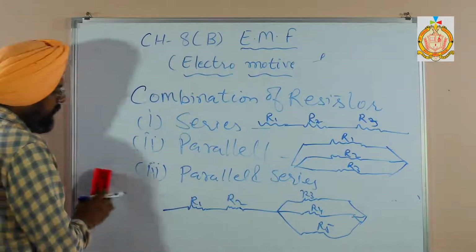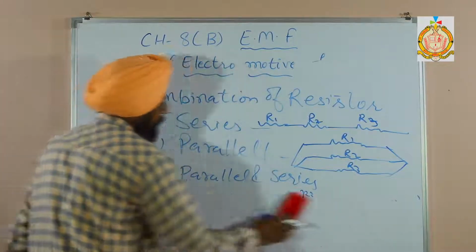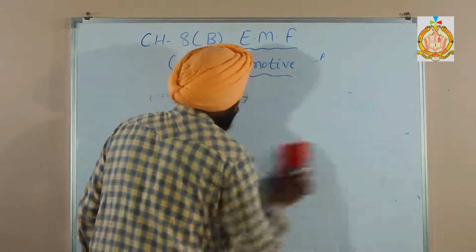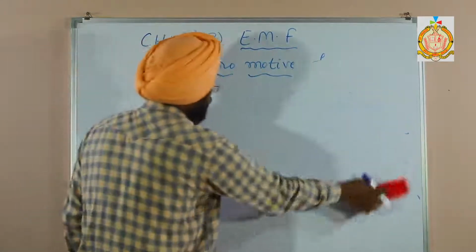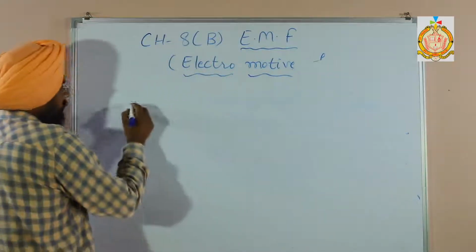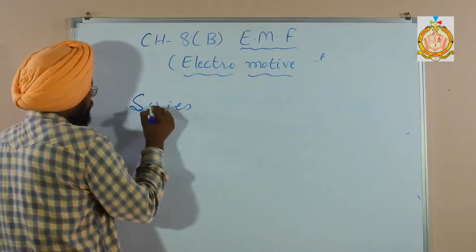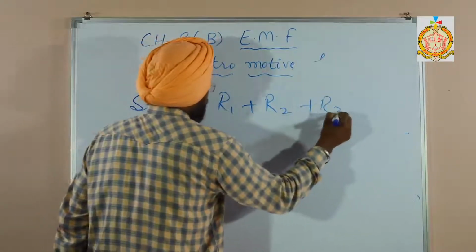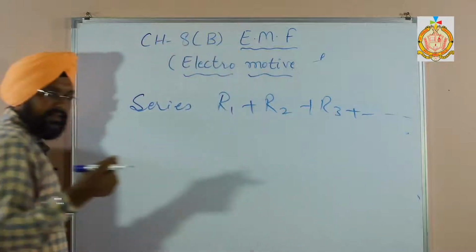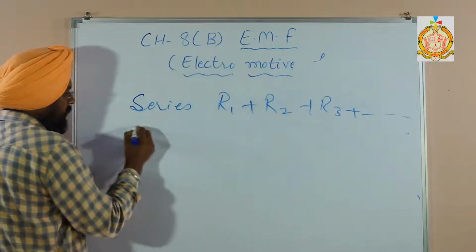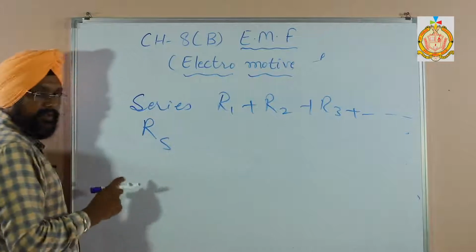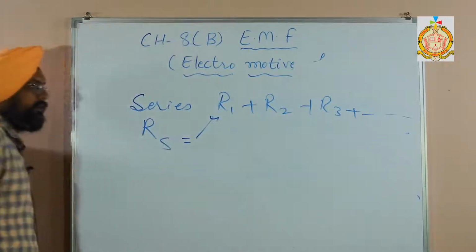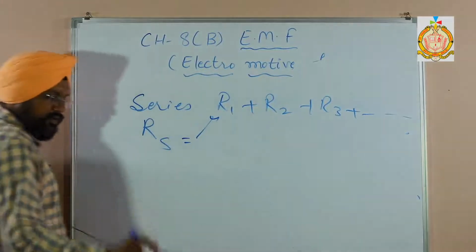The formulas for series and parallel are different. We do not need to derive the formulas here. In series, we can directly write R1 plus R2 plus R3 and so on, as many resistances as there are. This is R series, written R with subscript S. So the formula is R1 plus R2 plus R3 and so on.